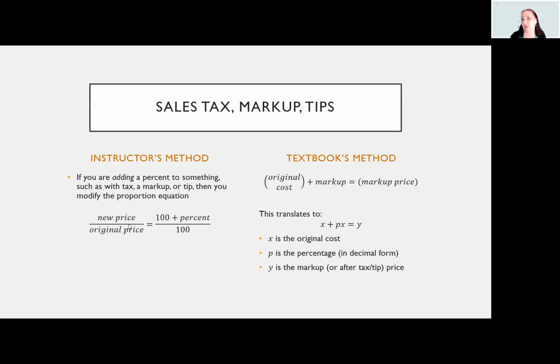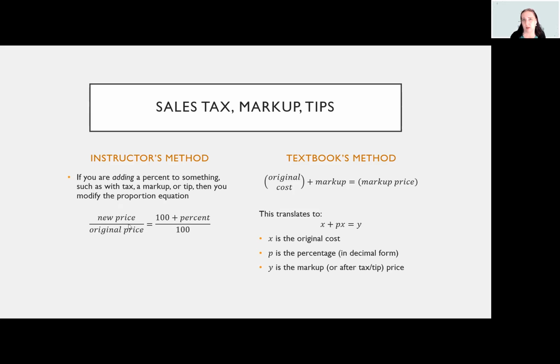So if you translate this into an actual equation, you can write it as x plus px equals y. So x is the original cost, and then p is the percentage you're marking it up by. And so for the markup, you're finding that percent of the original cost. So that's why they're multiplied together. And the word of means multiply. And then that equals your new price, the marked up price. So we're just using a different variable for that, y. And this would also work for tax, for tip, anything you're increasing.